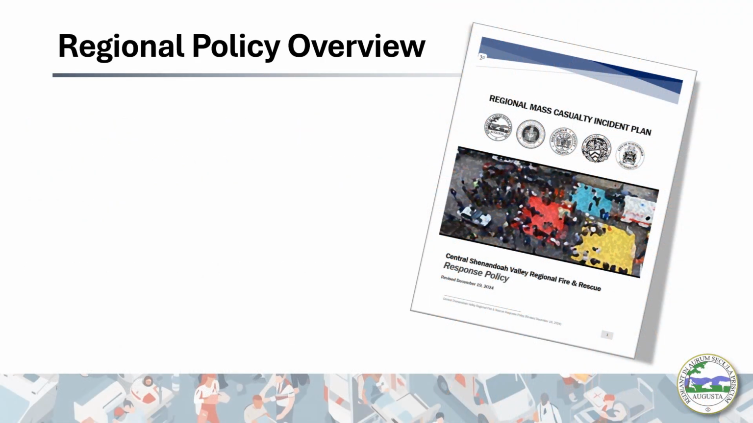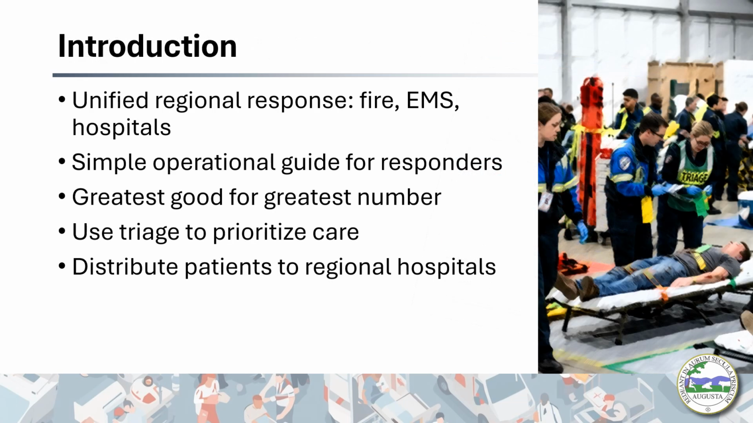Mass casualty incidents require a coordinated regional response. The Central Shenandoah Valley Fire and Rescue Regional MCI Plan exists to ensure that fire departments, EMS agencies, and hospitals operate as one unified system when these incidents occur. The plan is intentionally designed to be practical and straightforward so responders can apply it quickly in the field.